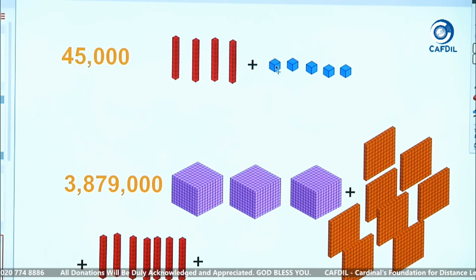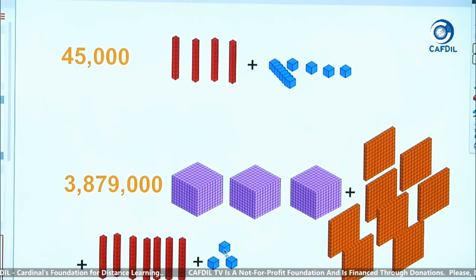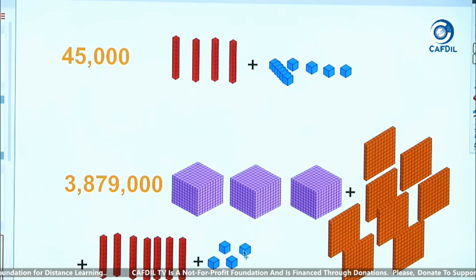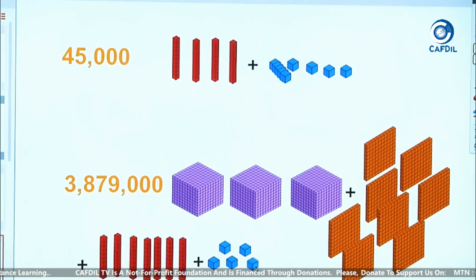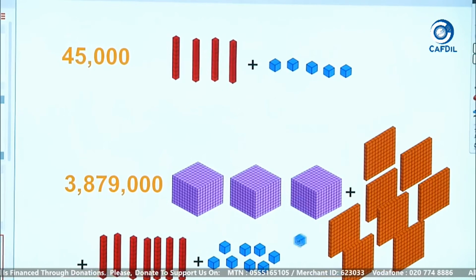And then the last one, which is the units, we will need 9. Let's pick the units. 2, 3, 4, 5, 6, 7, 8, and 9. Are we done? Yes. You can clap for yourself.